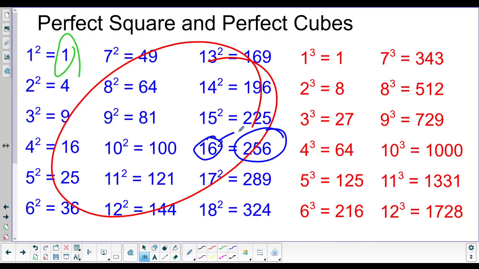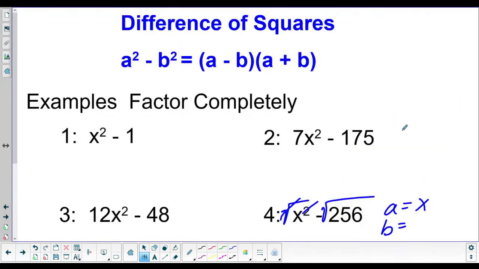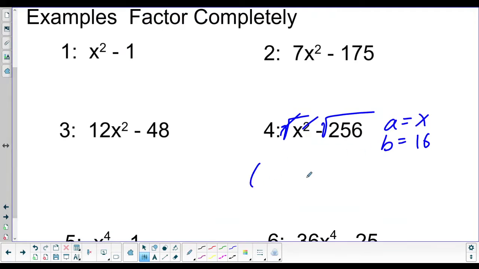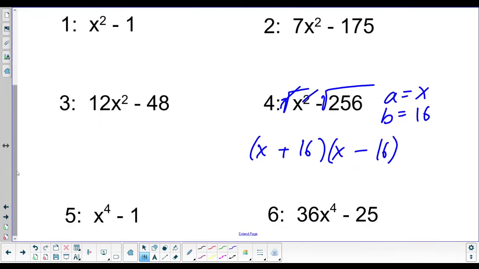16 squared is 256. So the square root of 256 is 16. So B is 16. Now we put parentheses, plus in the middle of one, minus in the other. Fill in a and b. X, 16, x, 16. All right.